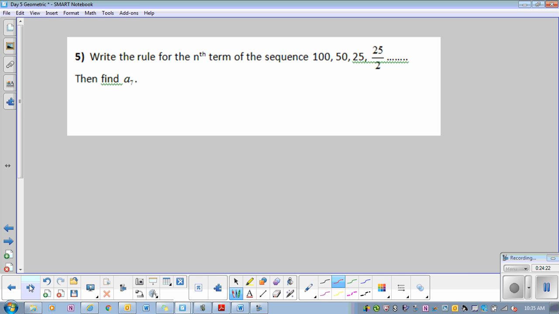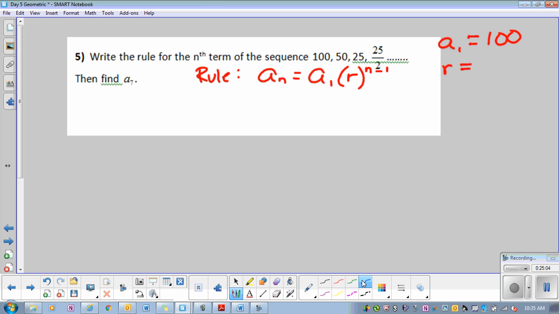So, write the rule for the nth term of the sequence. Guys, geometric is way easier because all you have to do for the rule is just plug into this guy. That means you need to find a sub 1 and you have to find r. All right, what is a sub 1? What's my first number in this list? 100. Thank you, Sabrina.